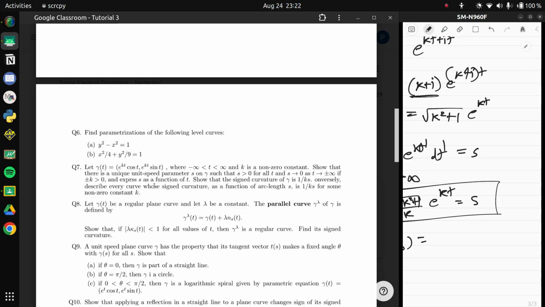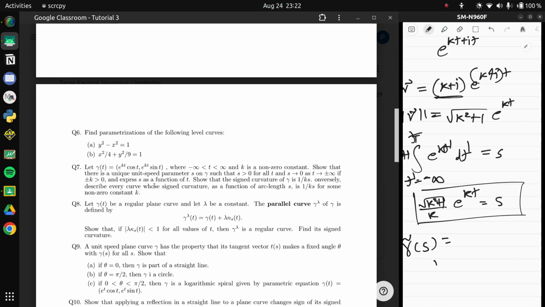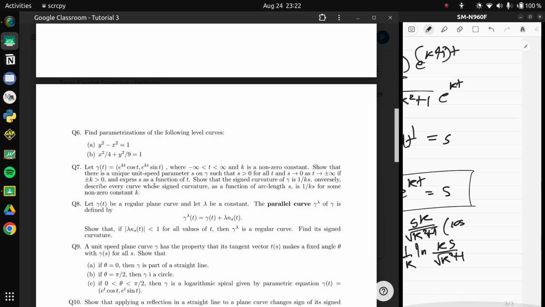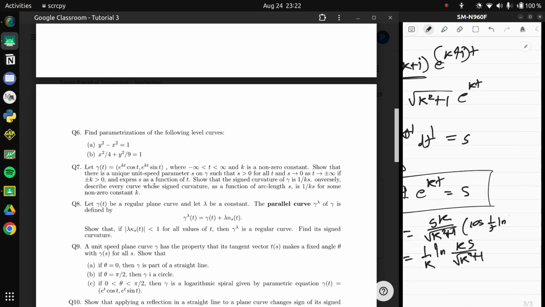You're going to deal with a lot of natural logs and stuff. So okay, t would just be what? It would be ke^s upon square root of k square plus 1, natural log of that, times 1 upon k. So this will just be ke^s upon square root of k square plus 1, and then cosine of t, which is this stuff. So cosine of 1 upon k natural log of ke^s upon square root of k square plus 1.